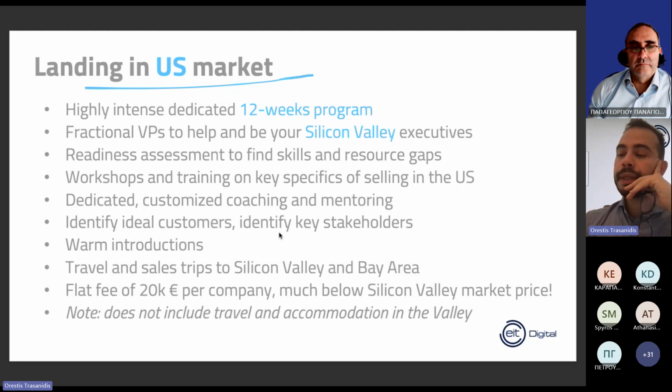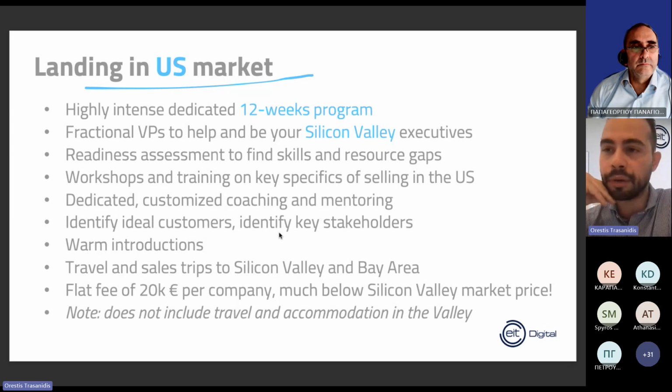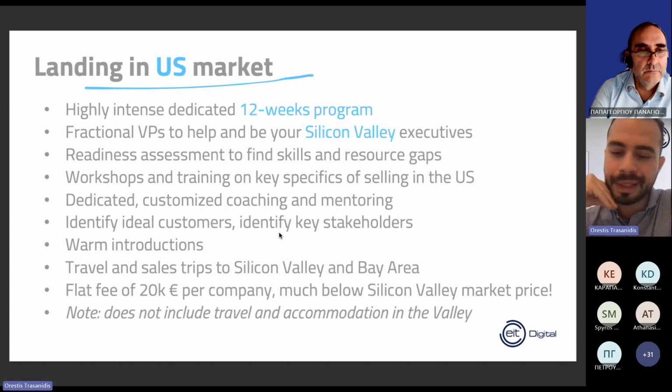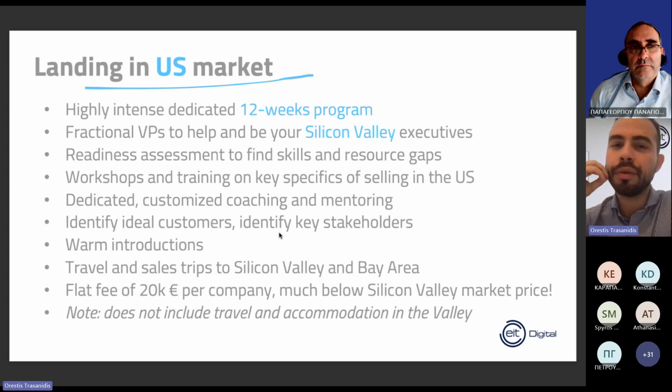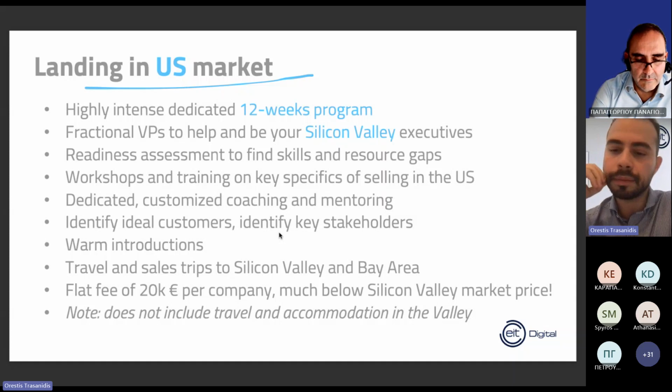Well, you can find other soft landing activities, and we're also discussing this, to go to the valley for 1 or 2 weeks to meet some people, to pitch there. It's okay, but this is not what a scale-up needs in order to access the market. It's not 1 week in the valley to meet a few people. You really need to adjust your business plan when you're serious and you want to access the US market. So this is why we created this program.